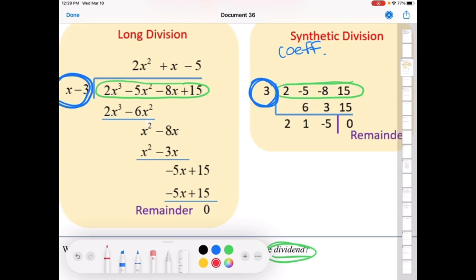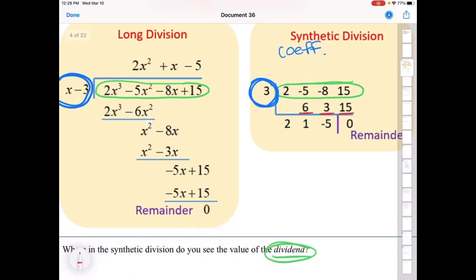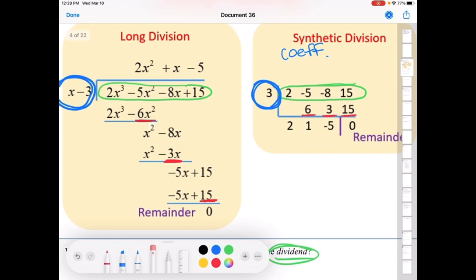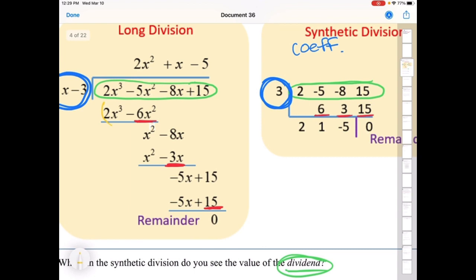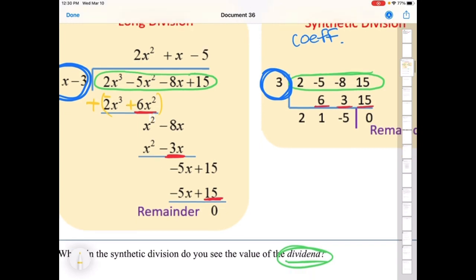If we look here, I'm looking for a 6, a 3, and a 15. So they actually made a mistake here, but that's okay because it's going to be a really good example for us to fix. If I were to subtract these values, I'm subtracting a 2x to the 3rd. That's going to become plus a negative 2x to the 3rd. If I'm subtracting a negative 6x to the 2nd, that's just going to become a positive 6x to the 2nd.